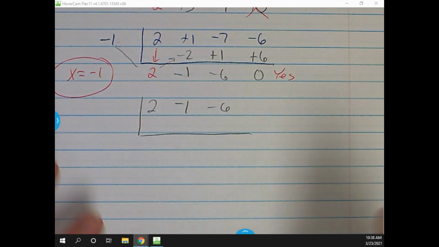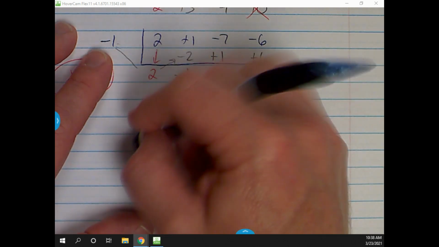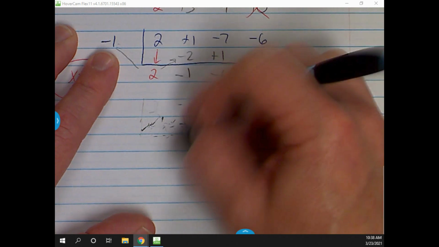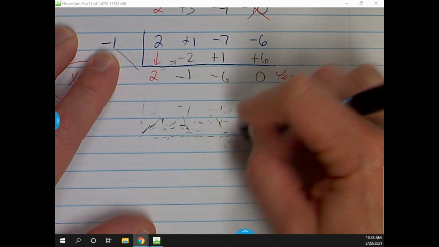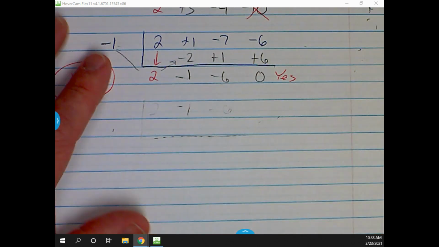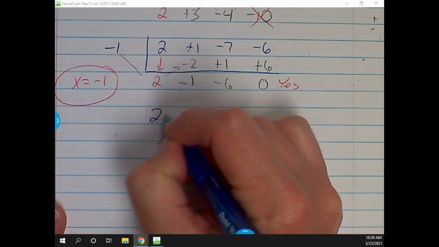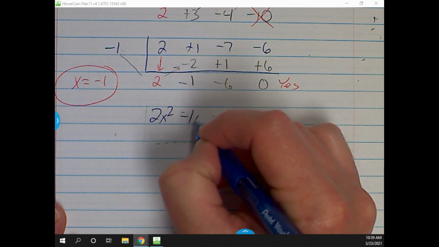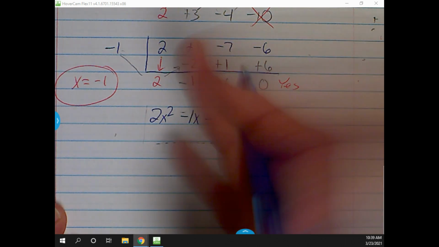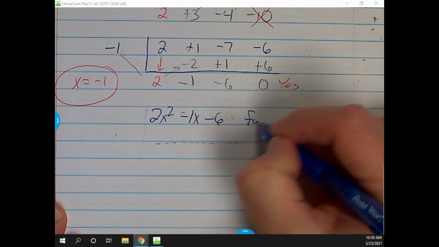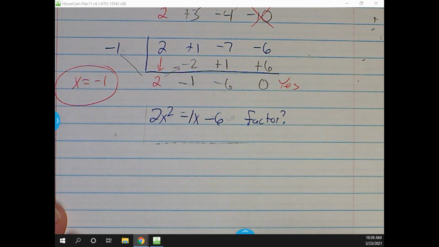But usually the better thing to do is once you're here, basically, and again, what we just said yesterday was this expression would be 2x squared minus 1x minus 6. We want to check and see, does this thing factor?